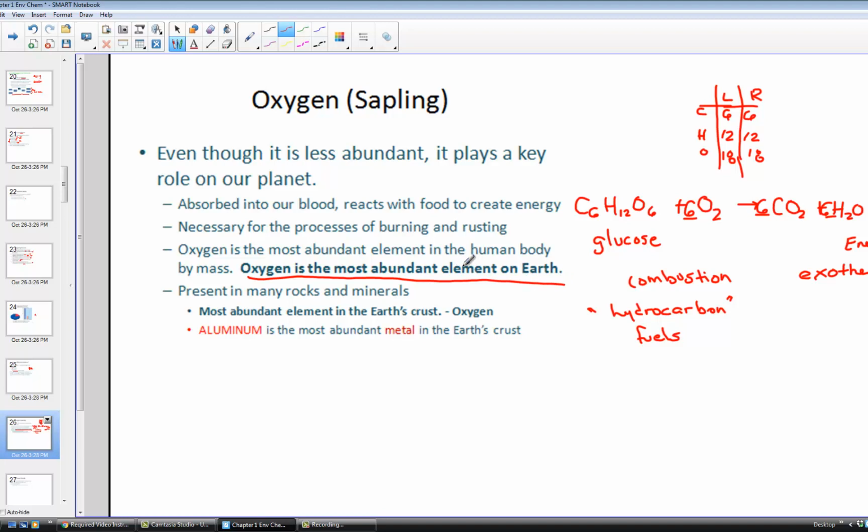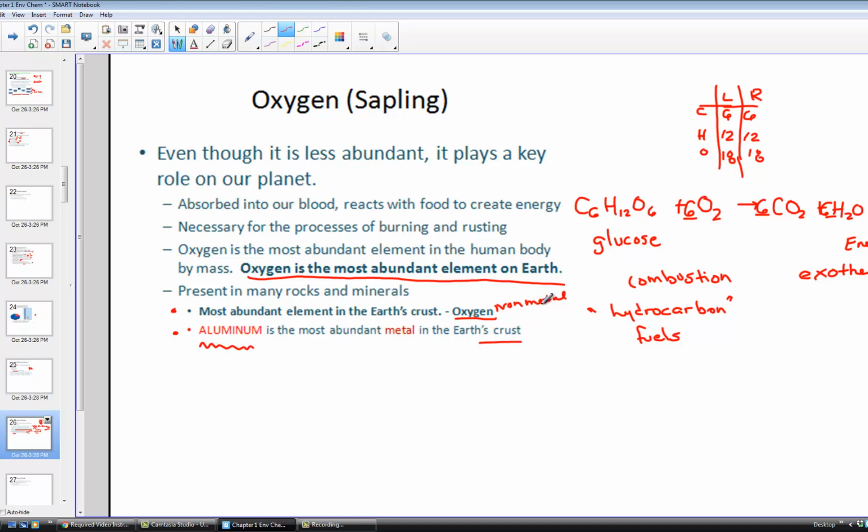Oxygen is the most abundant element on Earth. It's present in many rocks and minerals. The most abundant element in the Earth's crust is oxygen. Again, a Sapling homework question. But oxygen is a non-metal. And you also are asked in your Sapling question, just so you have a little reference to go back to, aluminum is the metal that's the most abundant element in the Earth's crust.